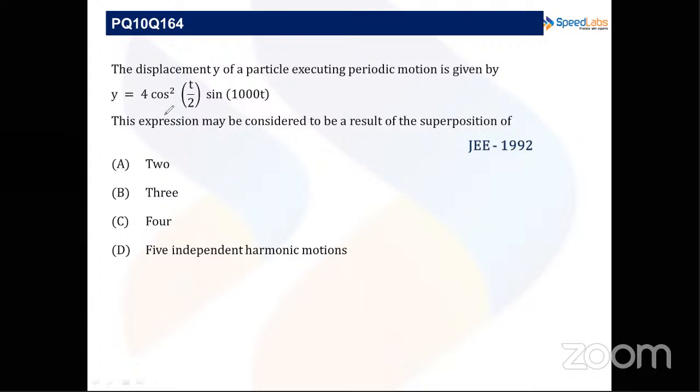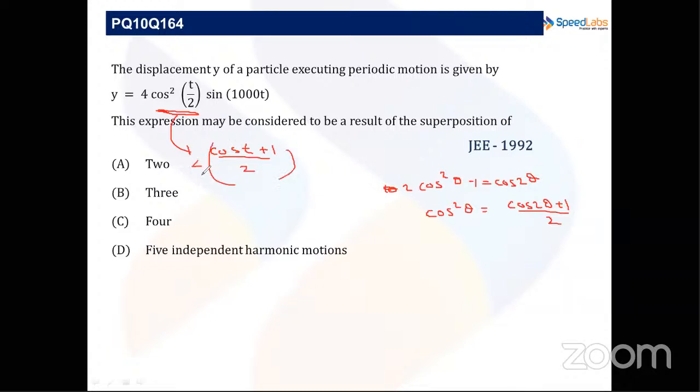So first thing is this cos square t by 2. तो time I am using this formula: 2 cos square theta minus 1 is equal to cos 2 theta. So here basically cos square theta is cos 2 theta plus 1 by 2. So यहाँ पे I am splitting this. This can be written as cos t plus 1 by 2, and this into 4 into sin 1000 t. So here this is cancelling and this is 2.